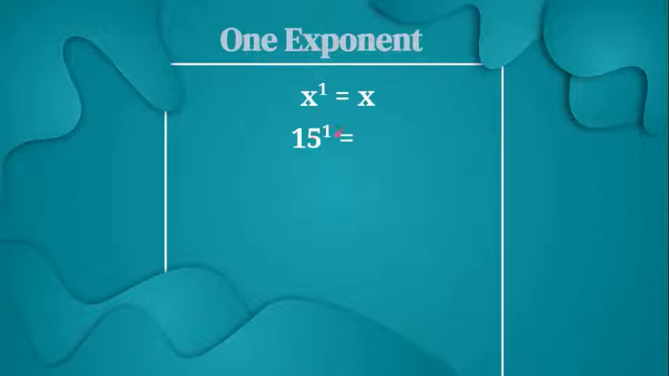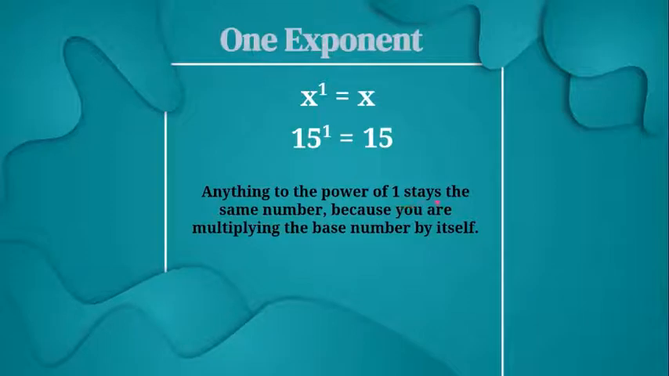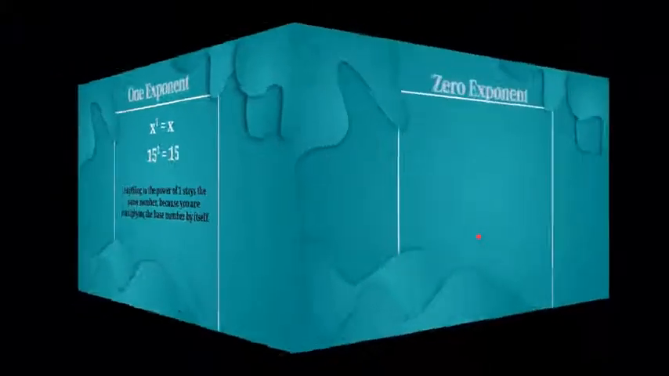For example, here we have 1, right? So we're going to multiply 15 by itself one time. And that's just not possible because it won't mean anything. So whenever you see 15 to the power of 1 and you have to solve it, it is always 15. It's always the same number. It's just like saying 15 times 1. So 15 to the power of 1 equals 15. Anything to the power of 1 stays the same number.